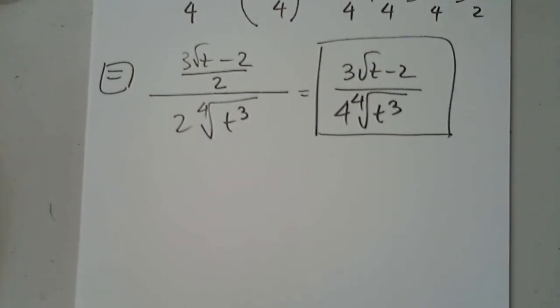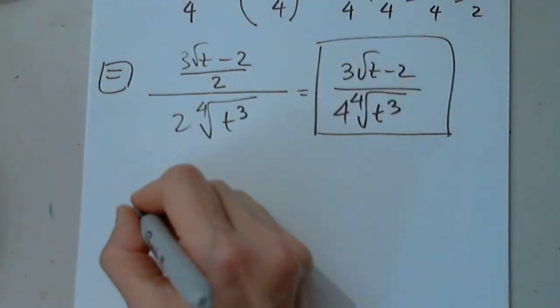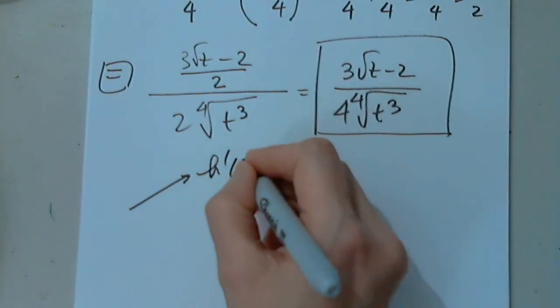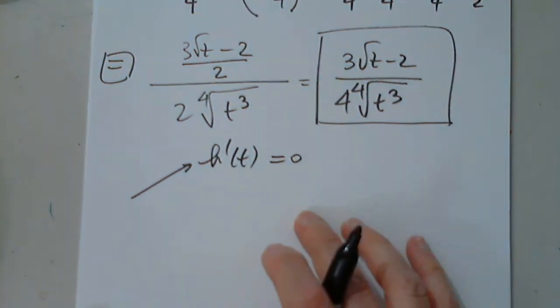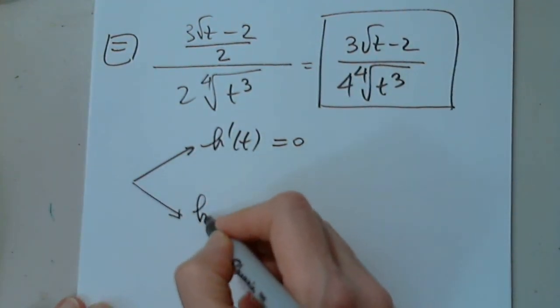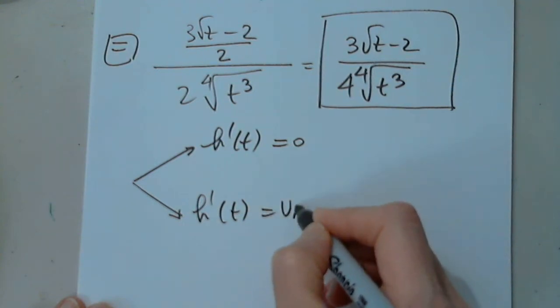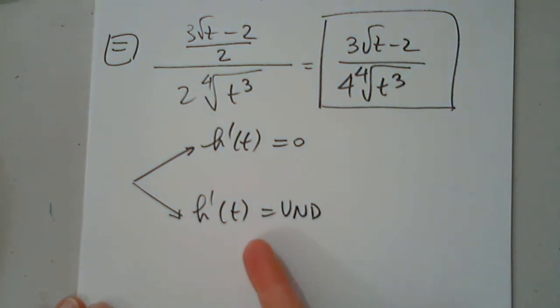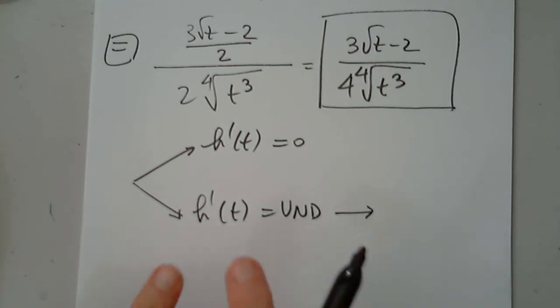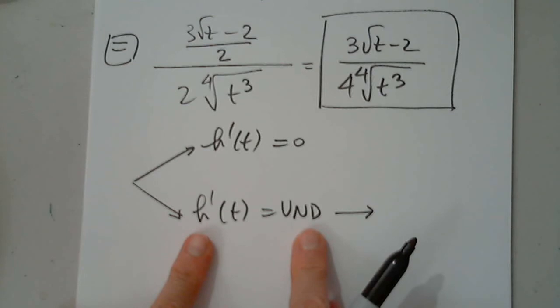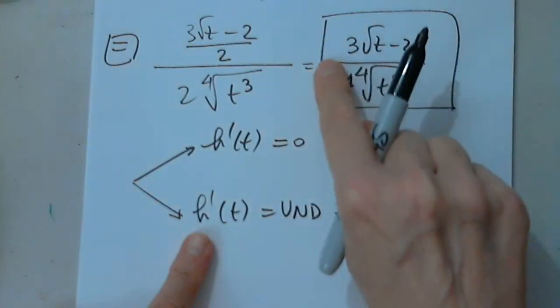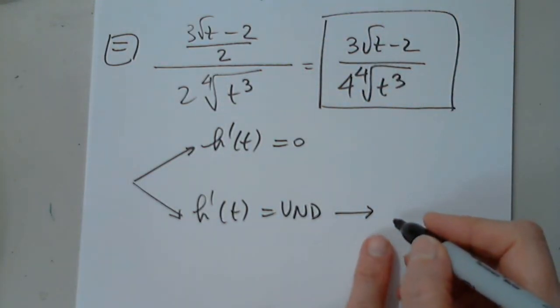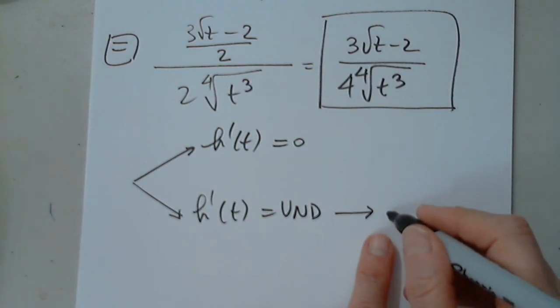After all this work, I have to analyze h prime of t being 0, and I have to analyze h prime of t being undefined. Let's start with the easiest. For h prime of t being undefined, analyze this and say, yes, I know. What do I write?